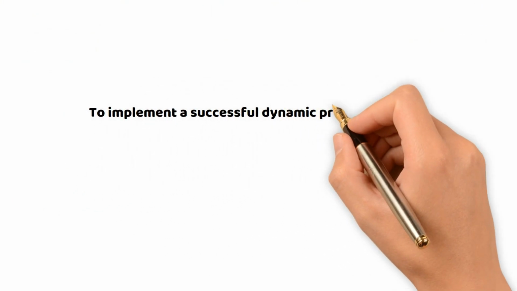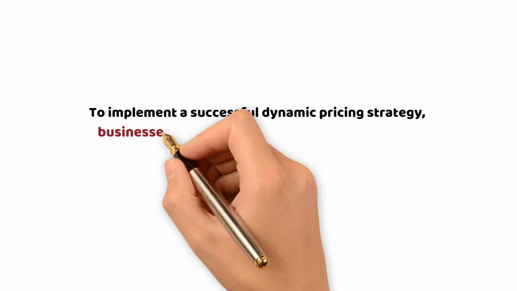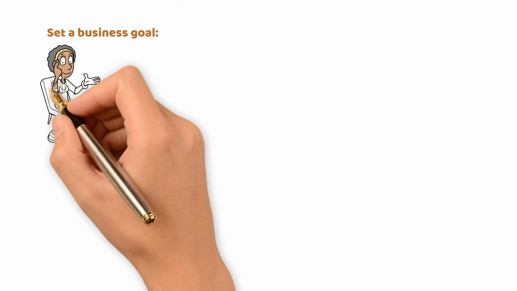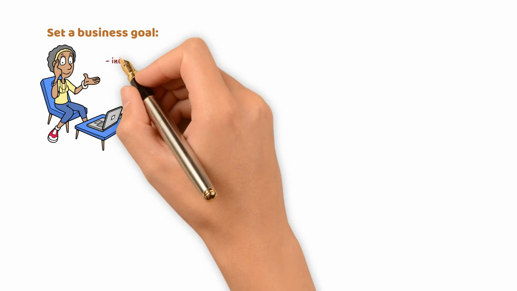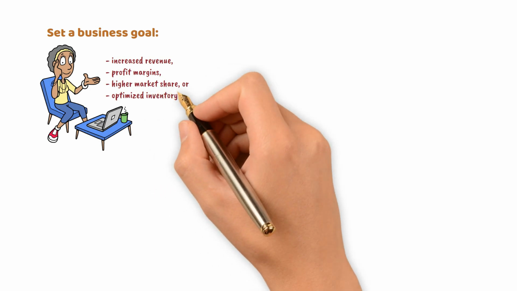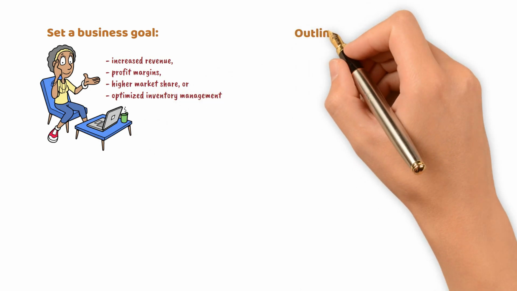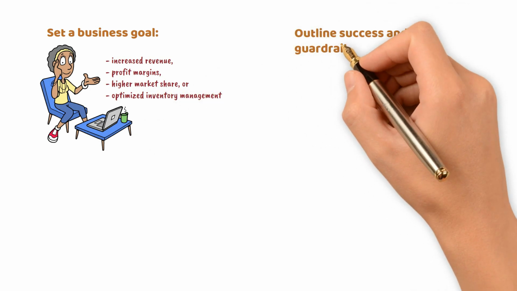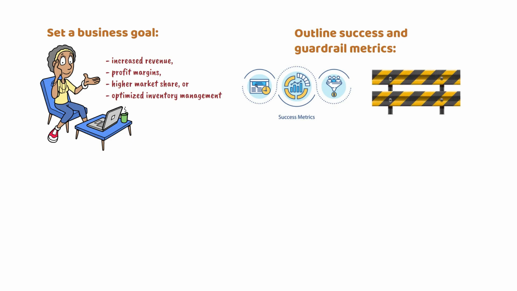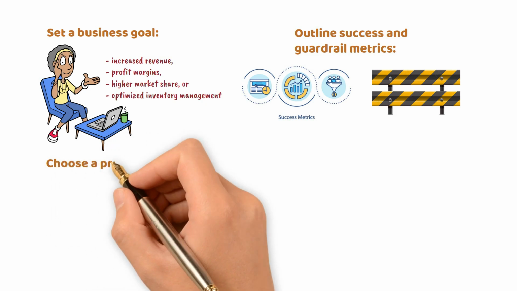To implement a successful dynamic pricing strategy, businesses should follow a structured approach. Number 1. Set a business goal. Clearly define the commercial outcome the dynamic pricing model aims to achieve, such as increased revenue, profit margins, higher market share, or optimized inventory management. Number 2. Outline success and guardrail metrics. Establish metrics to measure the direct impact of the dynamic pricing model on the chosen business outcome, and metrics to identify unintended issues.